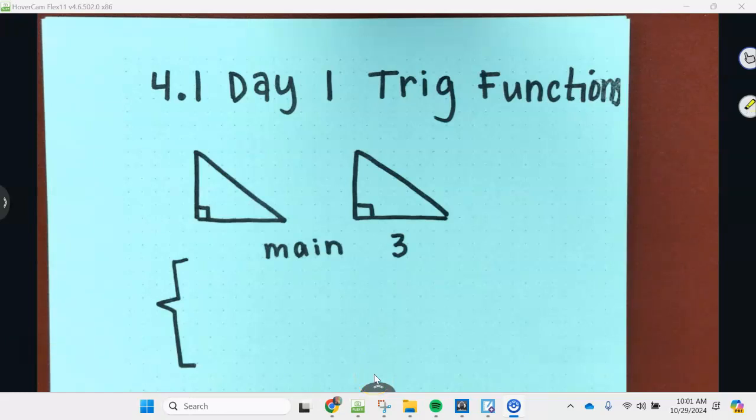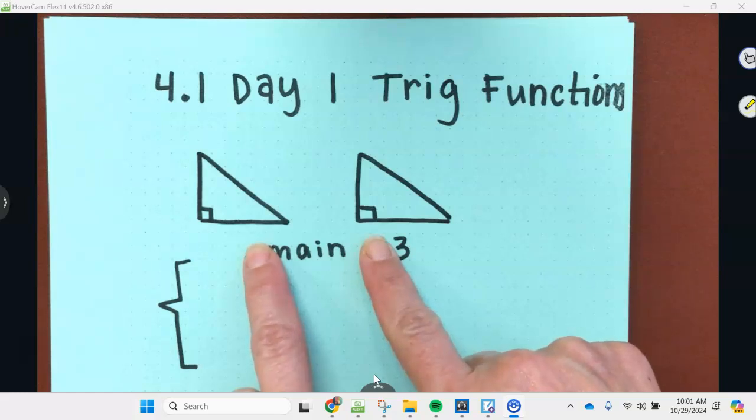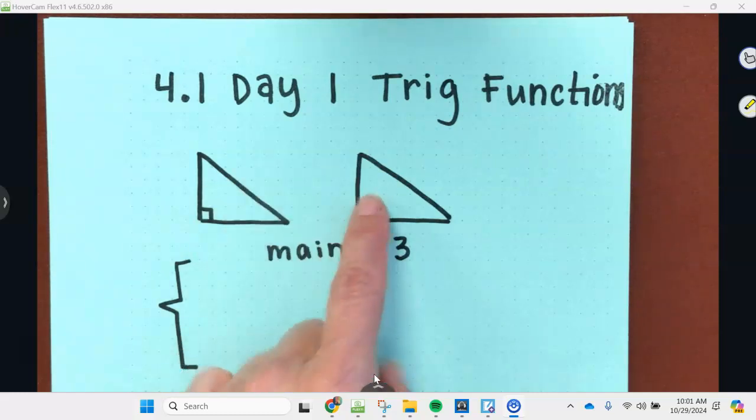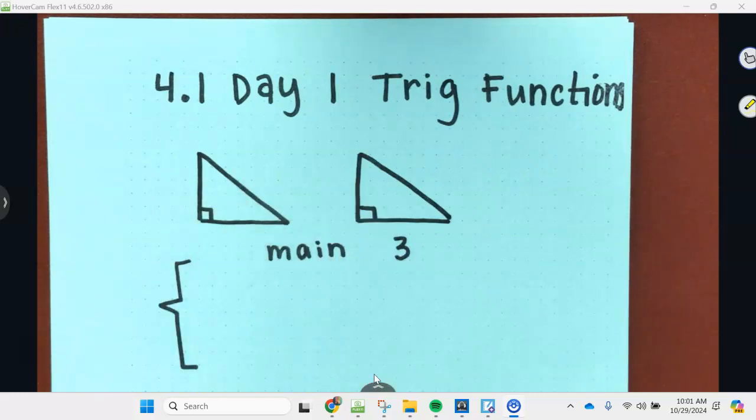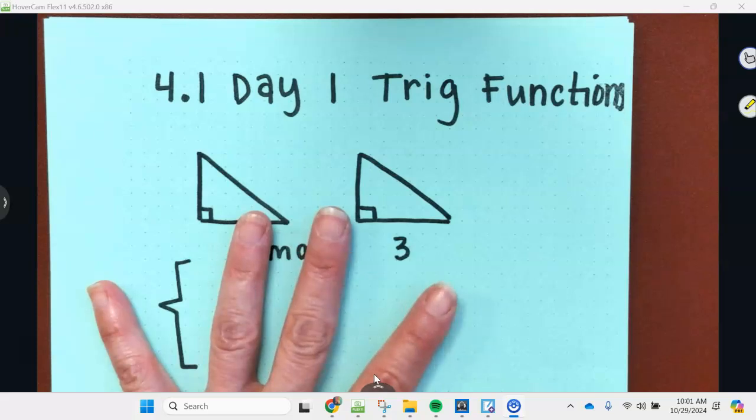So 4.1 day 1, trig functions. I have two right triangles here. Please draw those. They don't have to be giant, but we have to have them big enough where I can write stuff on the inside. So trig functions are all about right triangles, and they're just fractions.